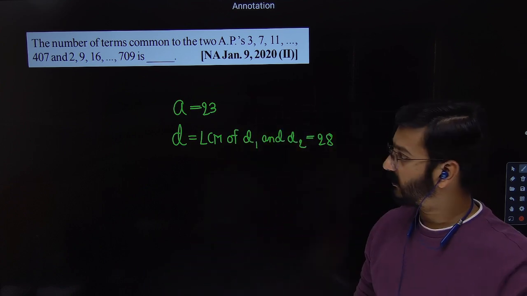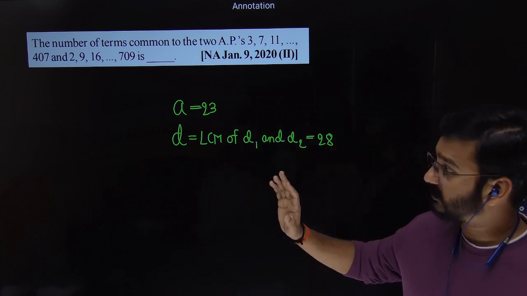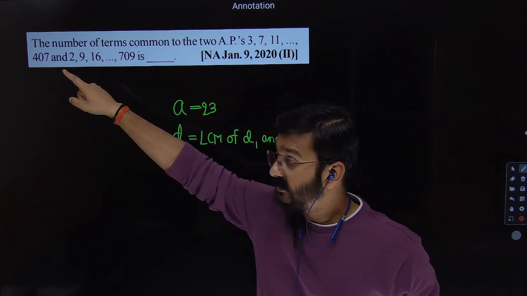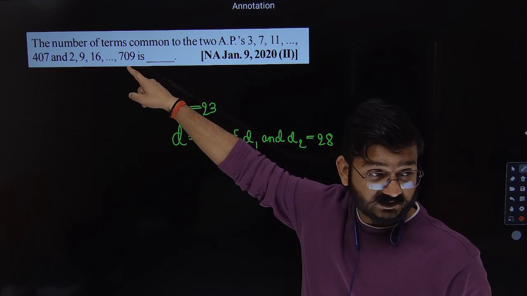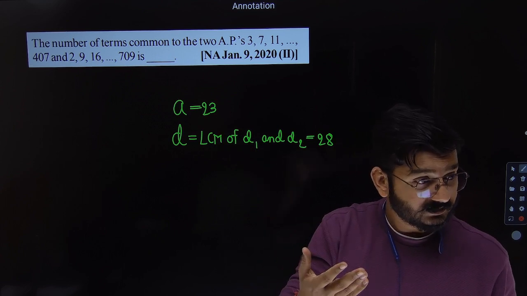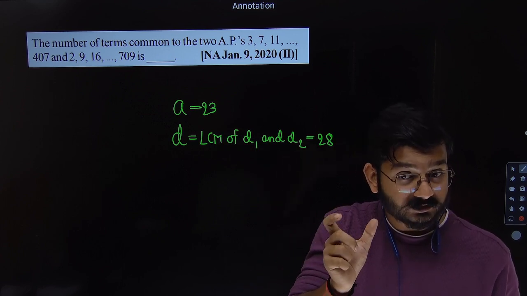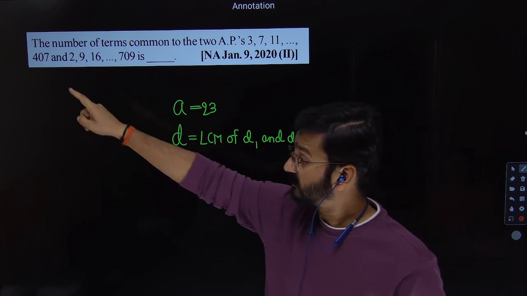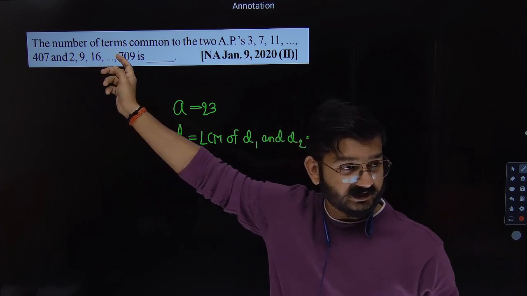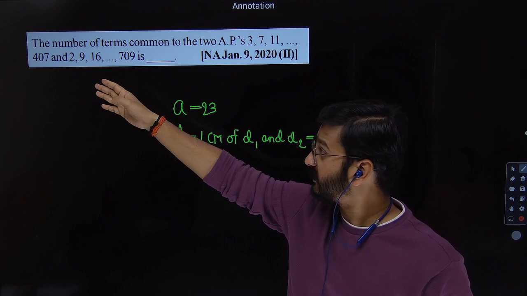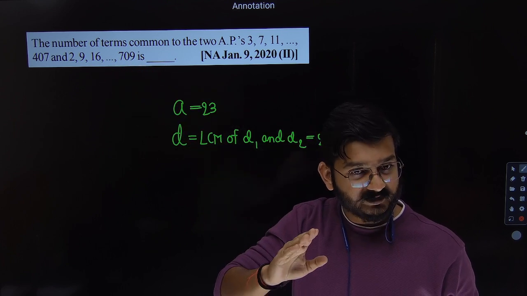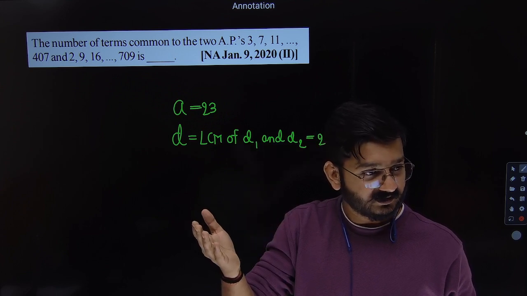Now, all of you just use your common sense and tell me. I'll give time to copy. It will only take 2 more steps to solve this. The last term of this is 407. The last term of this is 709. You want to find common terms, common in both. So what is the maximum number? You can't go more than that, right? Because anything greater than 407 is not present in this. Your last term should be less than 407 or greater than? Less.